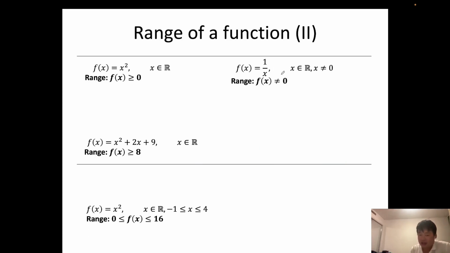So I'm sure you understand by now. Hopefully. Okay? After all that, you know why the range is just, it can be anything except for 0.